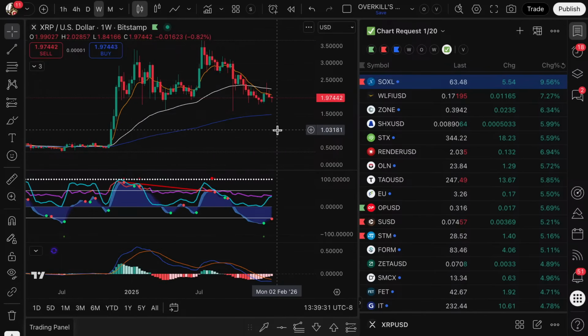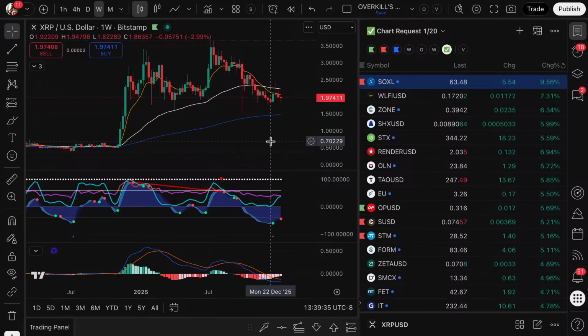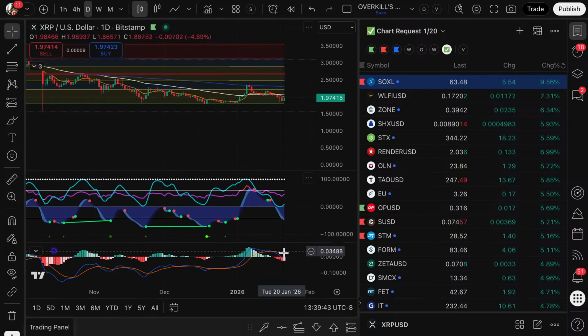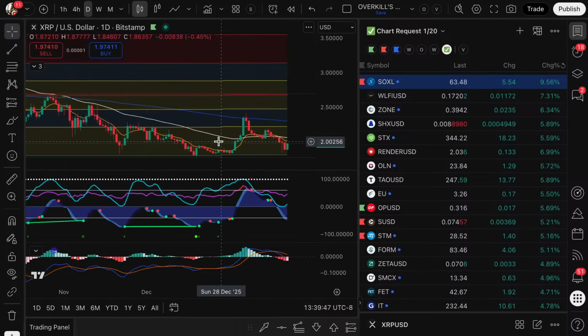So after that happens is when I want to start building positions on the names I want to own. XRP is not one of those names I want to own here, but it did give the green dot, right? So what I would do now that you have the red one is zoom into the daily and look for a daily green dot. Okay, same thing, but on a smaller time frame.